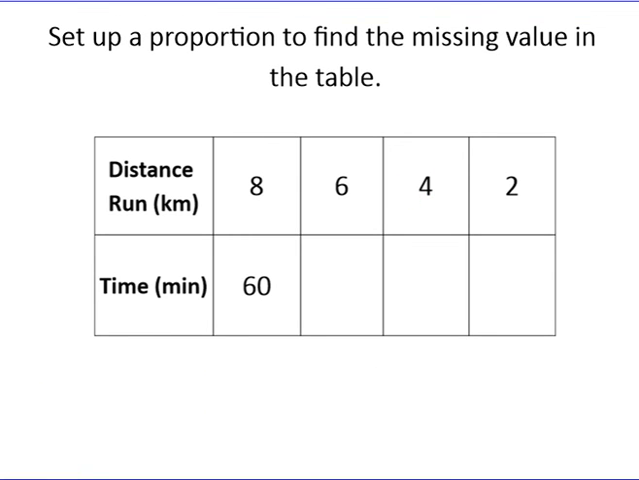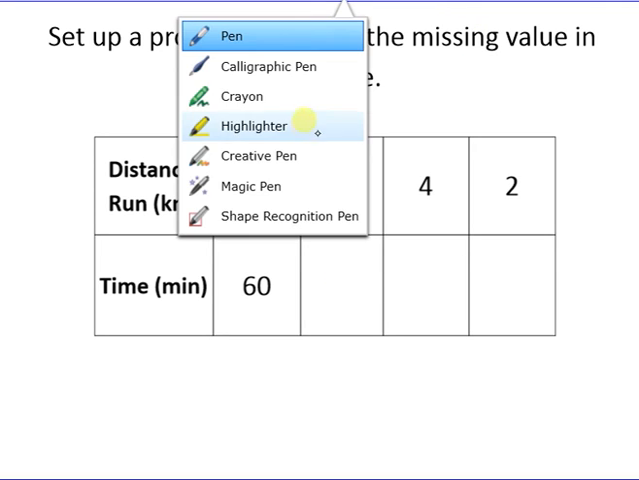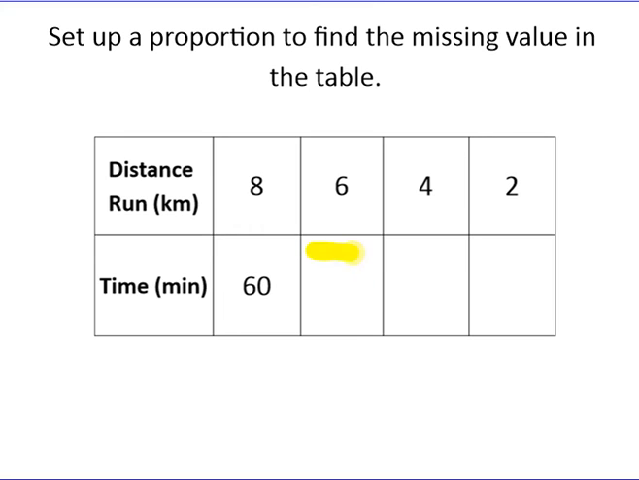Alright, here's a similar table. Okay, so we're going to do this in a very similar way. We're going to take it one box at a time. So we're just going to focus on, let me highlight it for you, this box right here for right now. Okay, so our proportion is going to be 80 over 60 equals 6 over x.